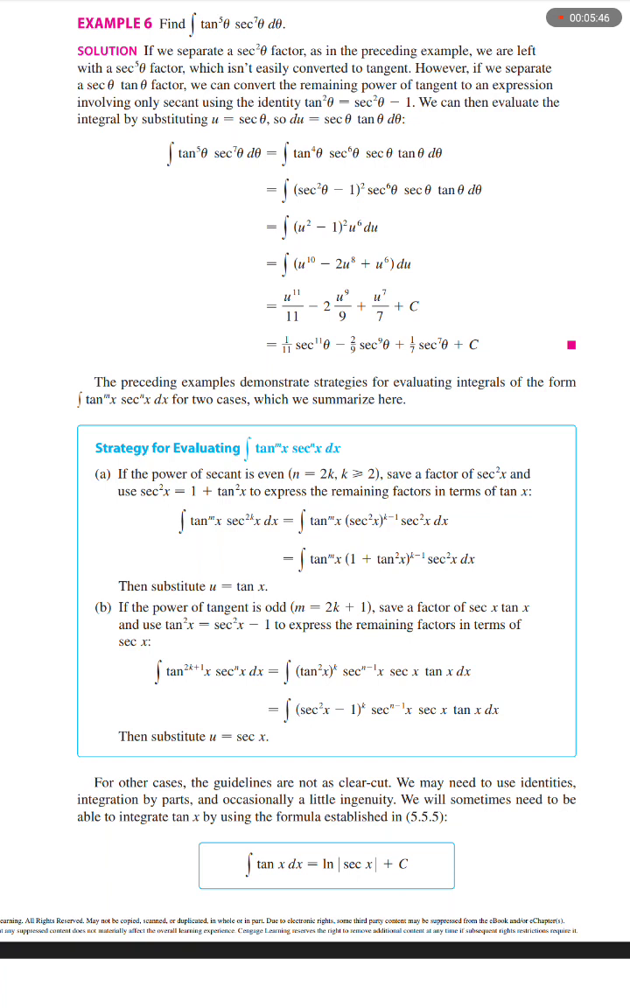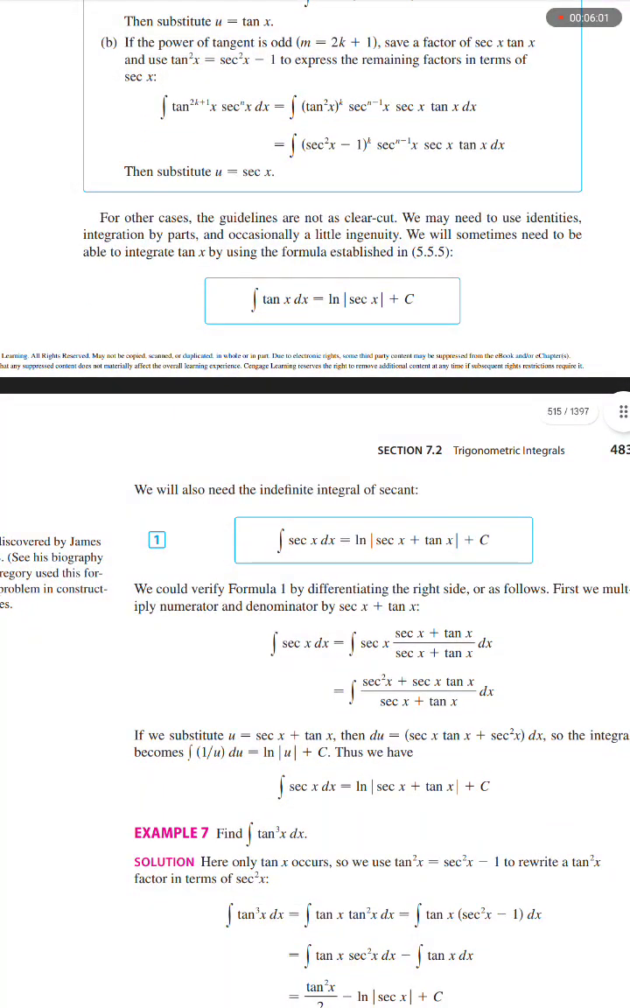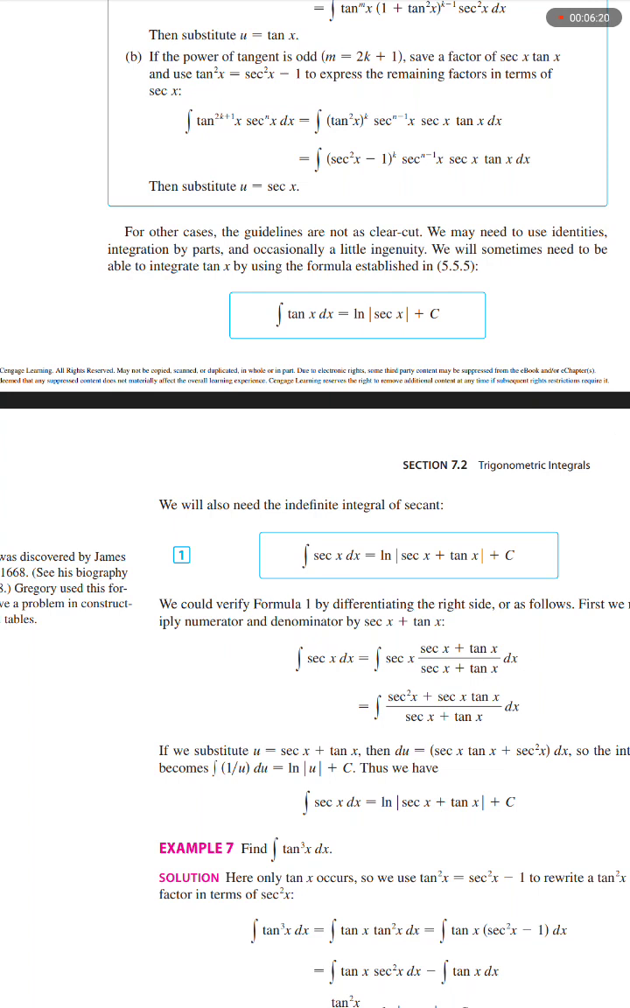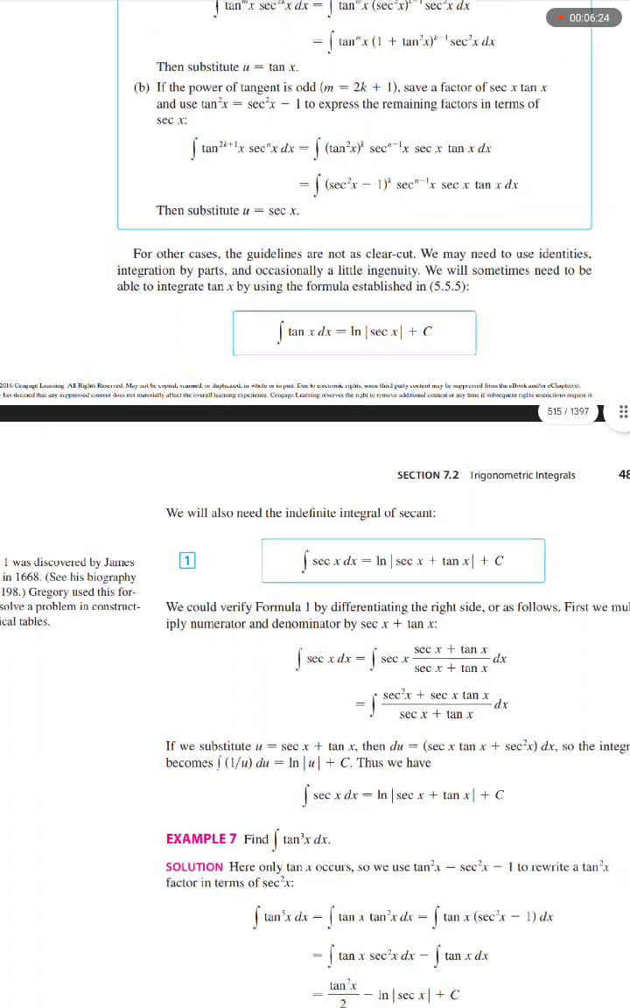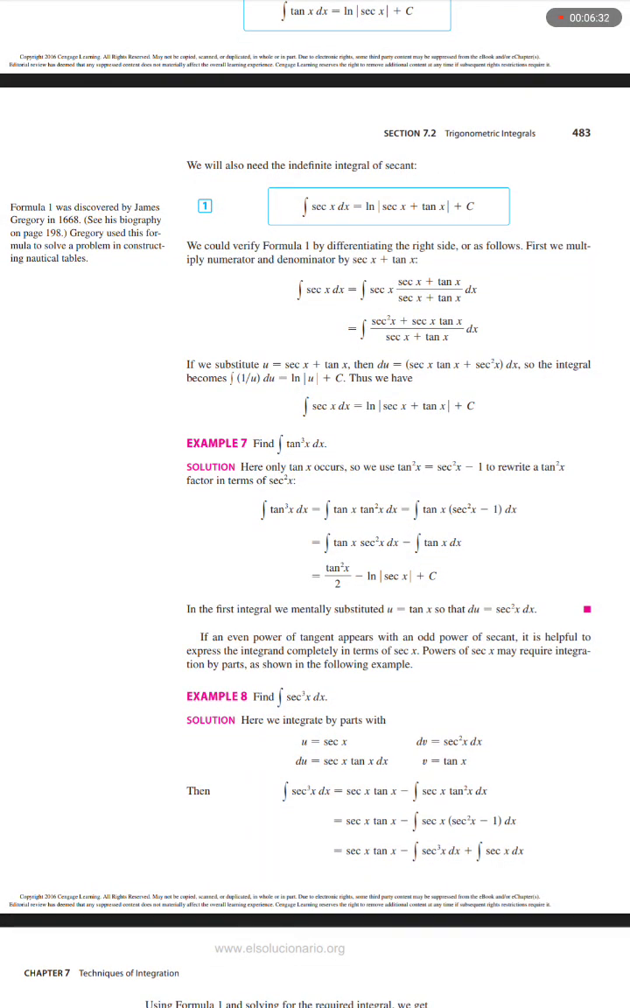For other cases, the guidelines are not as clear cut. We may need to use identities, integration by parts, and occasionally a little ingenuity. We will sometimes need to be able to integrate tangent x by using the formula established in chapter 5.5.5, which is the integral of tangent x dx equals the natural log of the absolute value of secant x plus C. We'll also need the indefinite integral of secant.